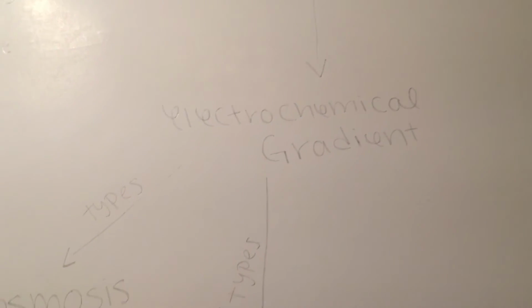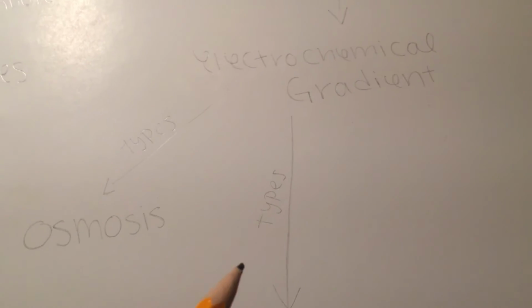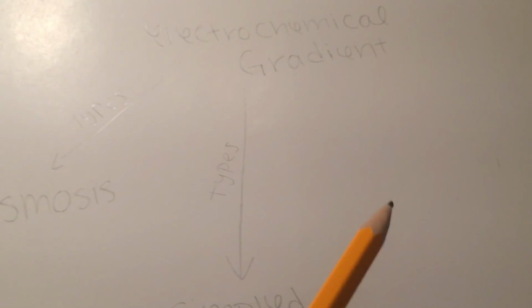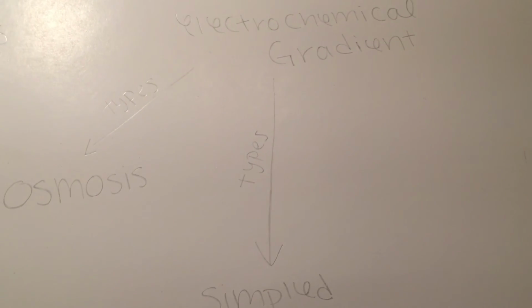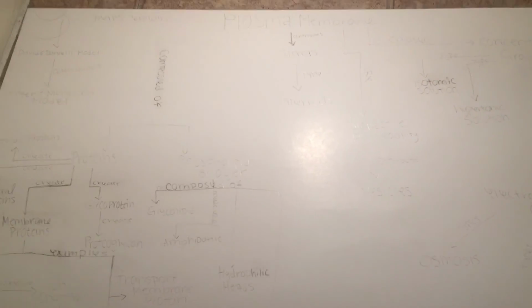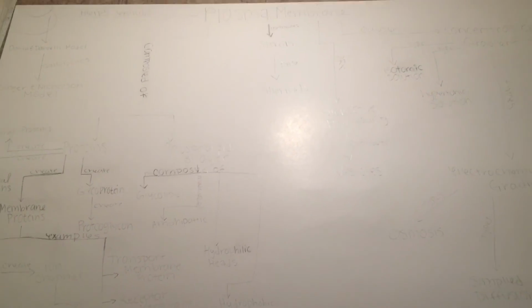Now, the 2 types that fall off the electrochemical gradient is, of course, your osmosis and your simple diffusion, which also you could have added your active transport. I just chose to put it with the passive transport. But other than that, this is my plasma membrane concept map.